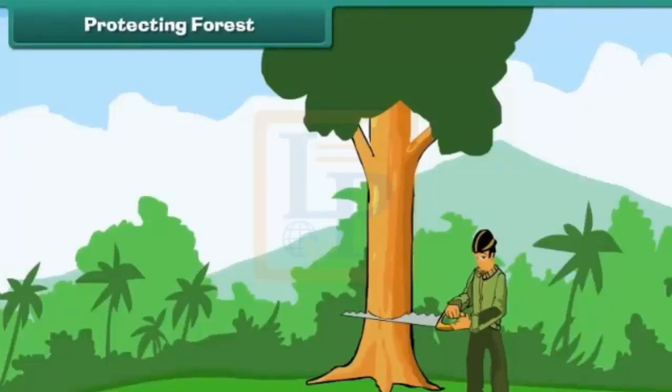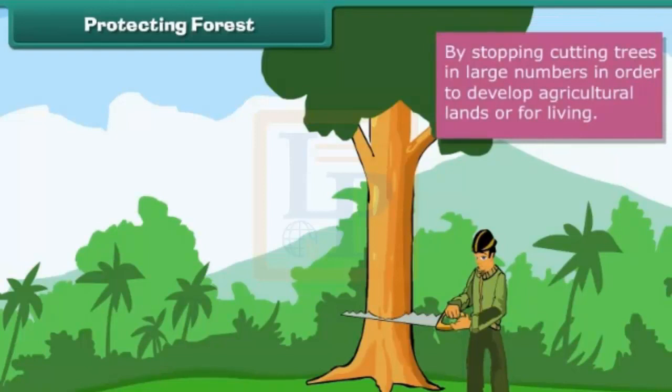Protecting forest. We need to protect forest. The first and foremost step to protect the forests is to stop cutting trees in large numbers in order to develop agricultural lands or for living.